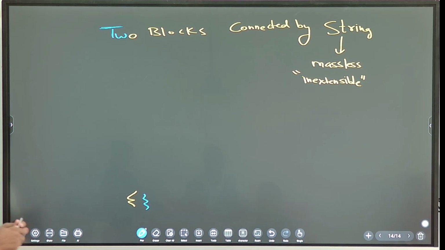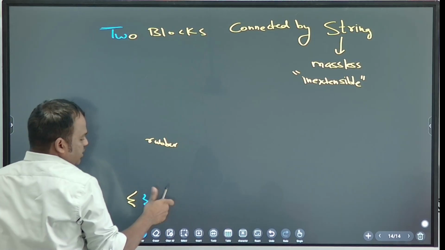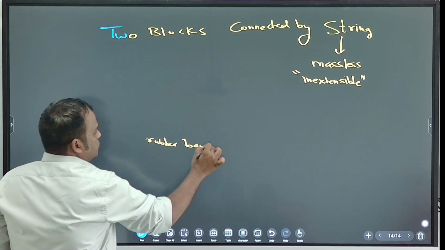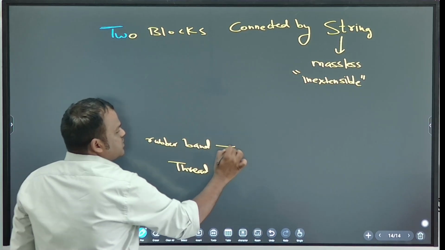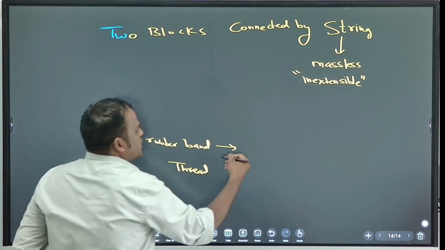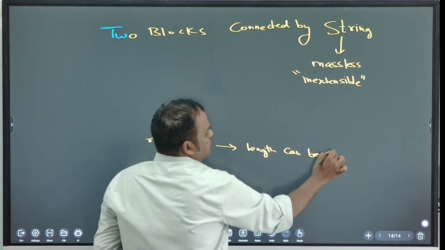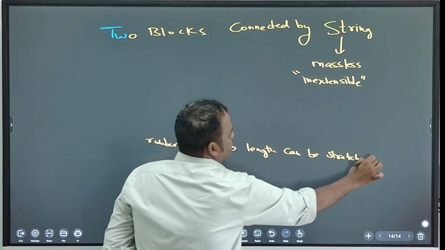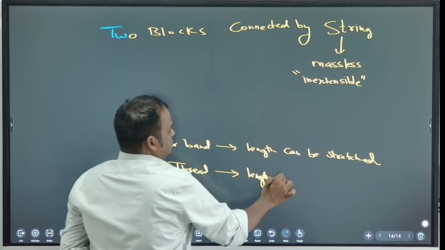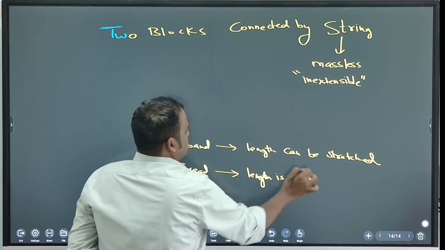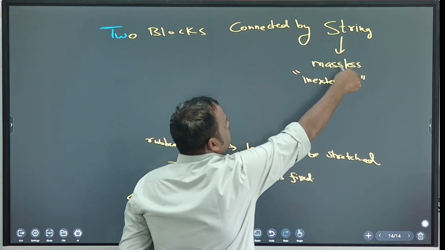Length is fixed. Like rubber band and thread. What is the difference? Rubber band and thread. What is the difference? Rubber band can be stretched, elongated. So length can be stretched. But thread means length is fixed. So I'm talking about thread. So string means thread, inextensible, massless.